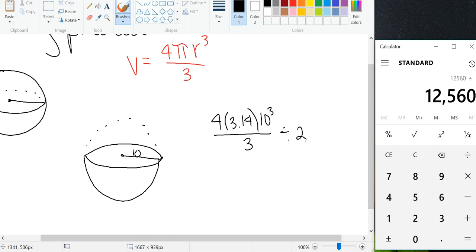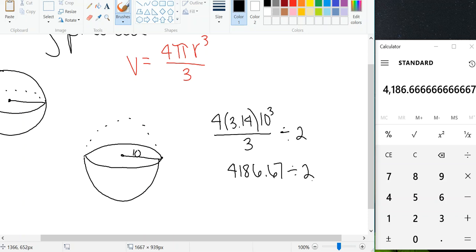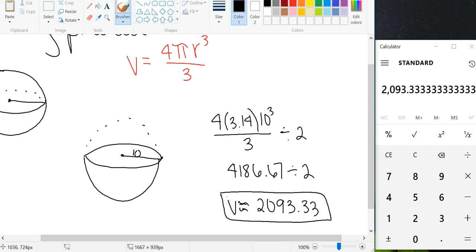That gives me 12,560, and I'm going to divide that by 3, giving me a nice beautiful number. Just kidding, it's kind of ugly because of all those decimals. But that's okay, we don't judge. And then I need to divide that by 2. When I do that, it gives me a final volume of about, wow, I'm so bad at writing those about symbols lately. And I'm writing the about symbol because I'm rounding. So this would be my final volume.